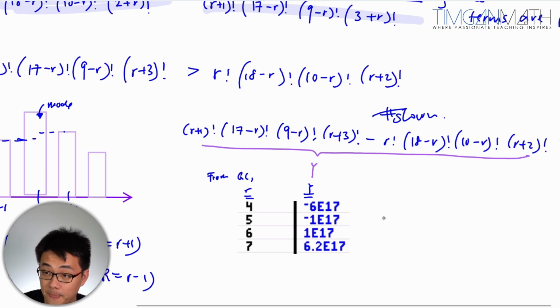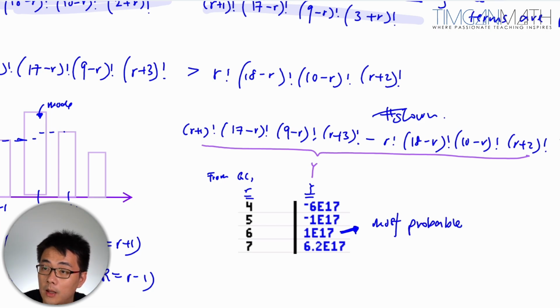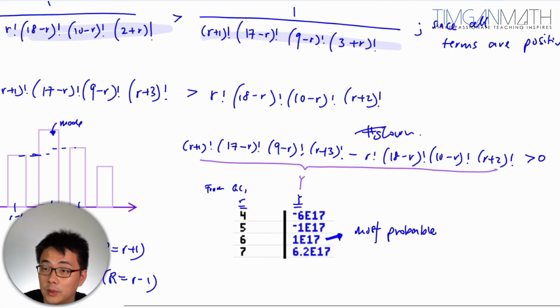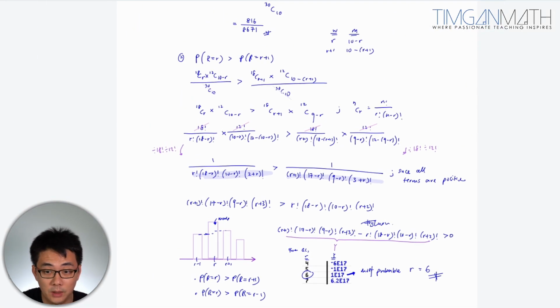So the smallest value, this is the r. The most probable class, most probable r, is equal to 6, because you have 6 here. So there you go, the value of r is 6. Okay, that's how you do this part 2 here.